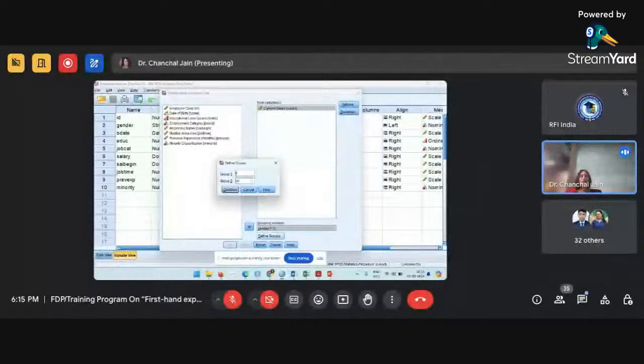Fine. Ma'am, if you have coded your data in the form of numbers 1 and 2, then whatever your values are, you can define here group 1 is 1, group 2 is 2. So it is not mandatory. You can go in that way also. If you have given numbers to the male and female, that also you can allot here. Fine.